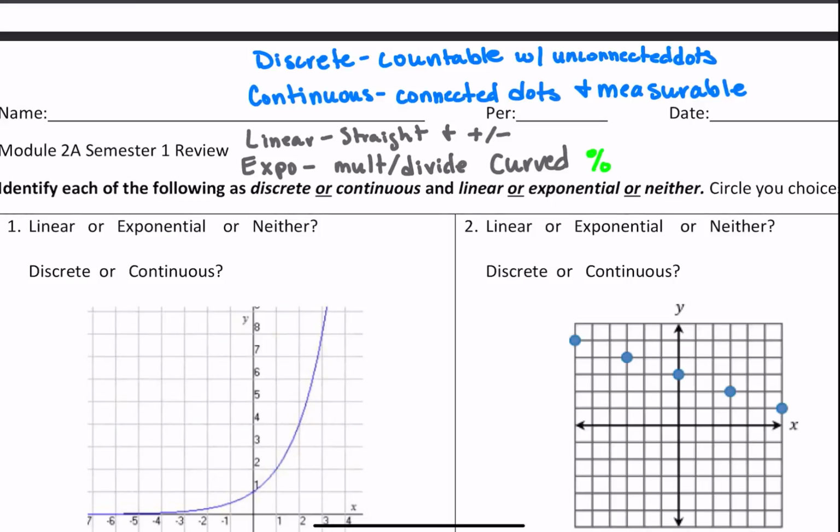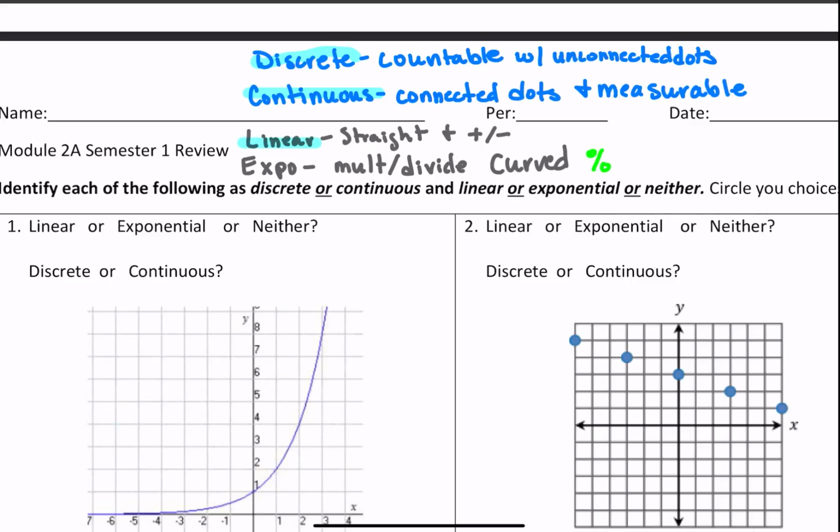Okay, today's video is a review of Module 2A Semester 1. First thing to note is what's in blue and gray here. So discrete is something that's countable with unconnected dots. Continuous is connected dots and it's measurable situations.